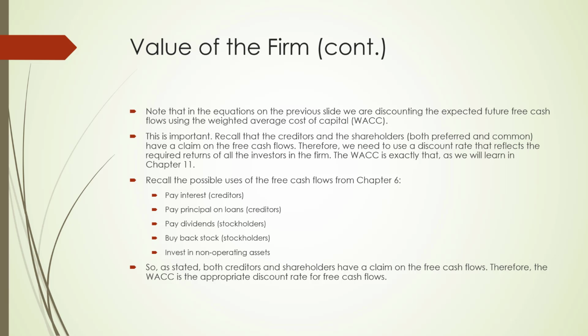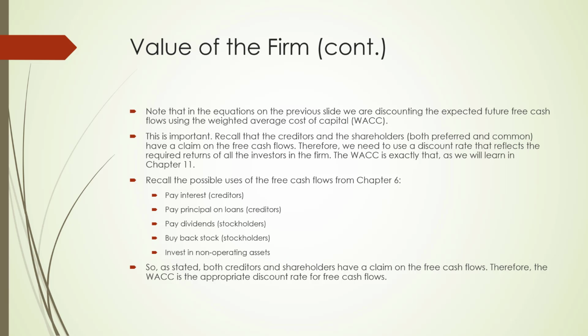So I'm talking about the creditors, preferred stockholders, and common stockholders. If you remember back to Chapter 6, we talked about the possible uses of free cash flow. You can pay interest, that goes to the creditors. You could pay principal on any loans, that goes to the creditors. You could pay dividends, that goes to stockholders. You can buy back stock, that goes to stockholders. And if you still have some of the free cash flow left over, the only thing left to do with it is to invest in non-operating assets.